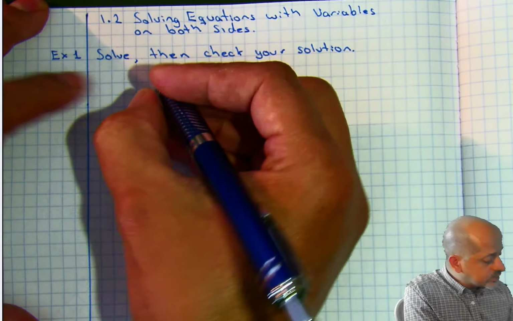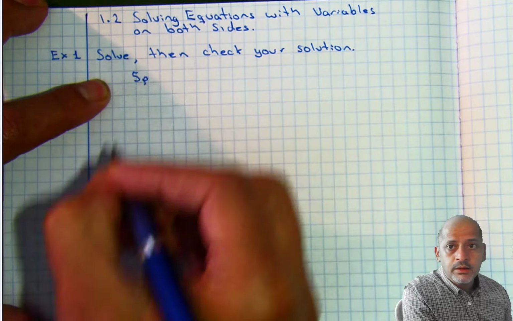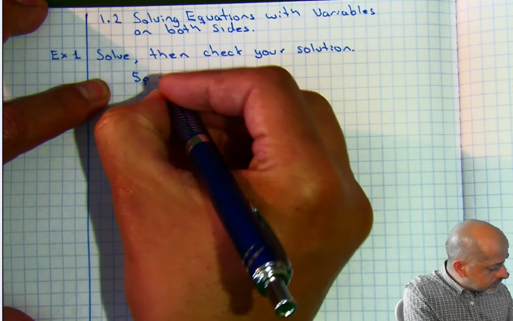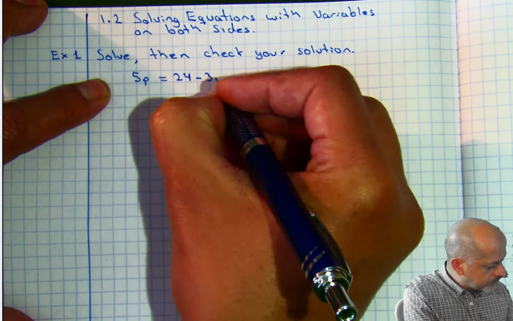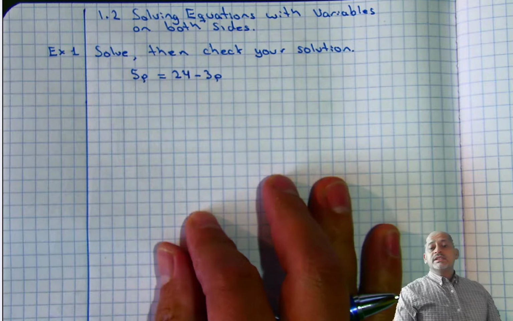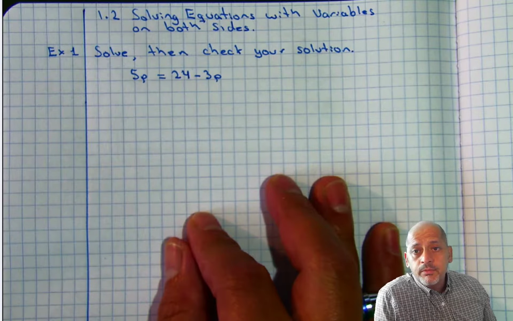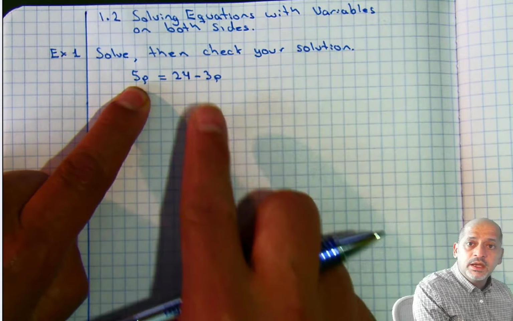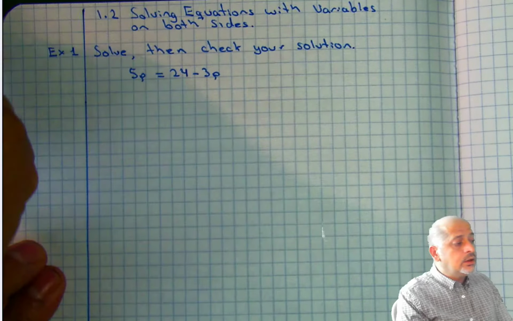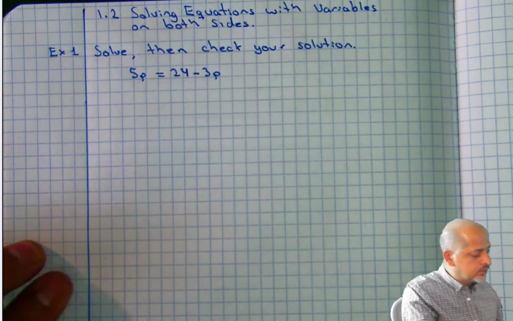We're going to do just one problem for the first one, which is 5p equals 24 minus 3p. So notice that the equations look very similar to what we did last time, but the only difference is that now we have a p on the left and a p on the right. And what should be my first step? My first step should be, correct, to draw the line.